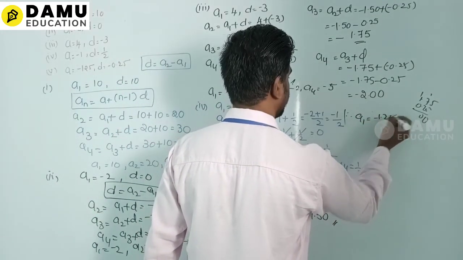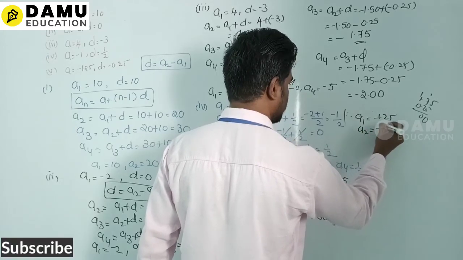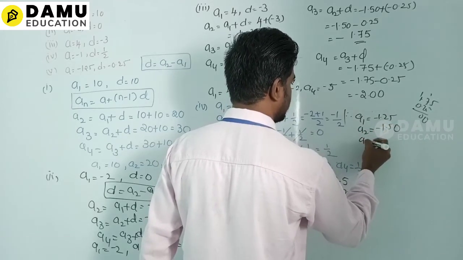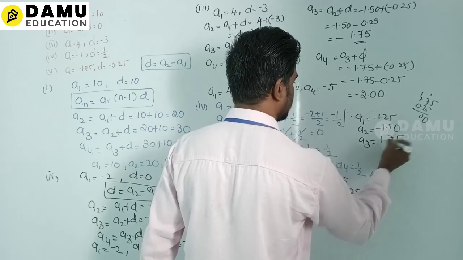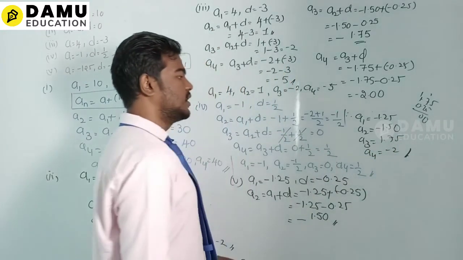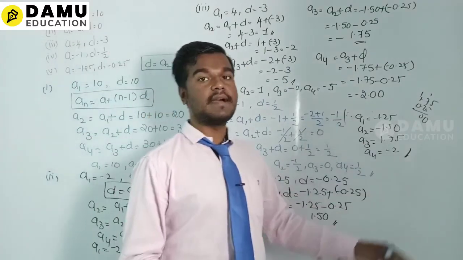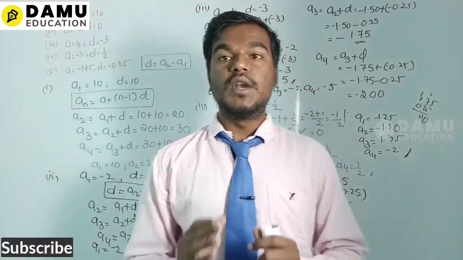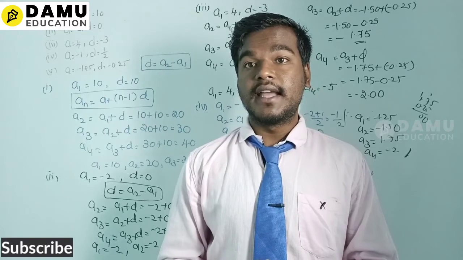So a1 will be equal to minus 1.25. Then a2 will be equal to minus 1.50. Then a3 will be equal to minus 1.75. Then a4 will be equal to minus 2. So these are the terms in the AP. So it is decreasing by 0.25. So like this we have to find the calculations.